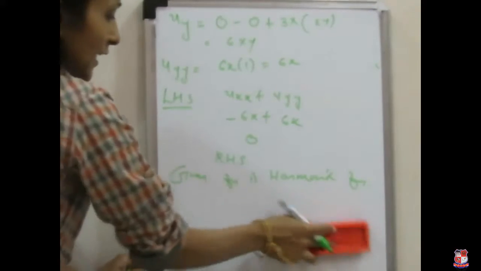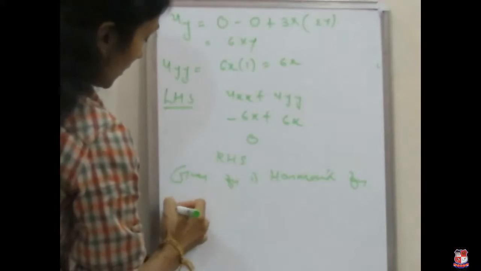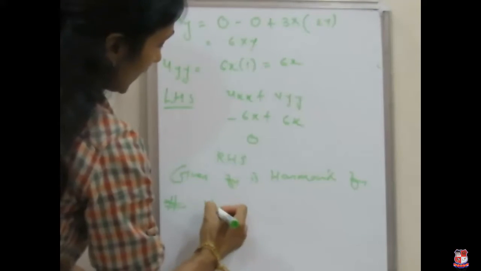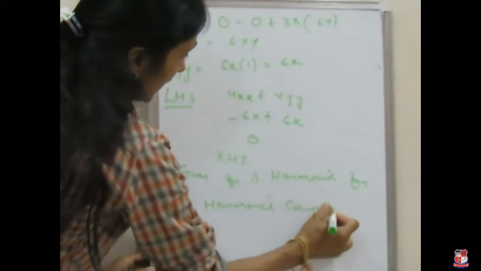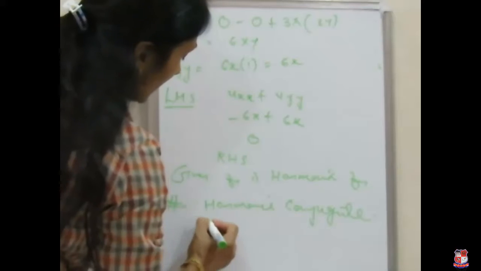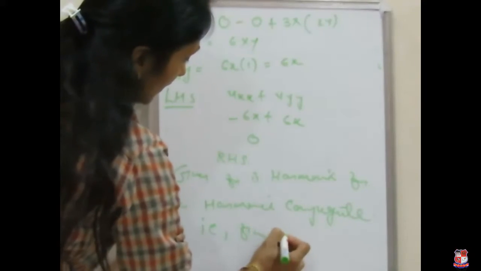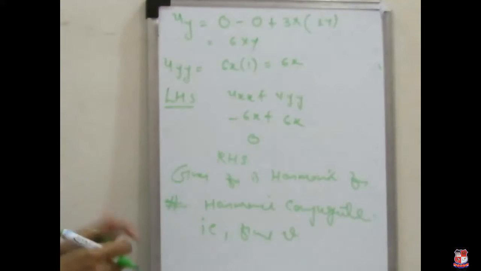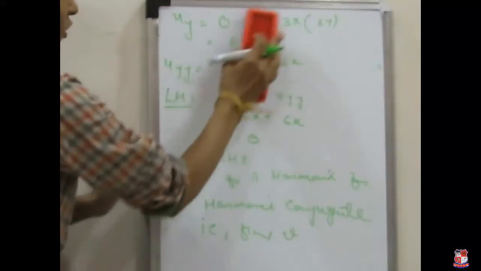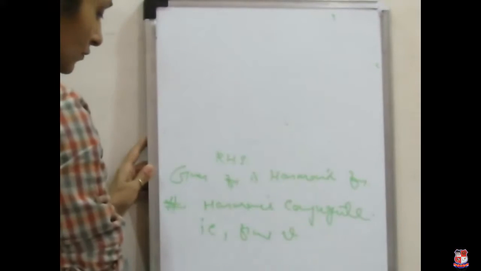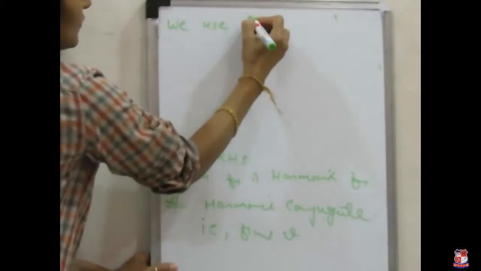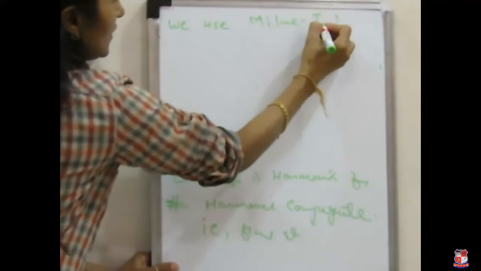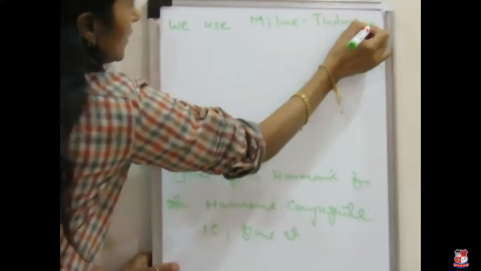Now we have to find the harmonic conjugate. That is, we have to find v. In this case we use the Milne-Thomson method. If we are given the real part u, in this case we use the Milne-Thomson method.